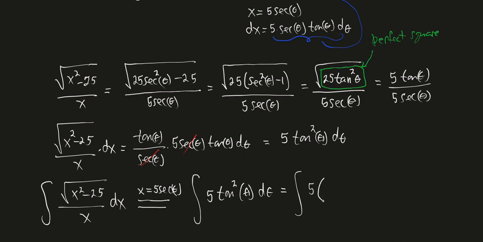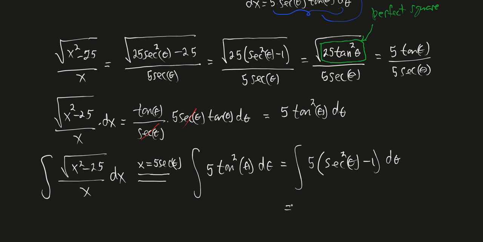So I have 5 times the quantity secant squared theta minus 1 d theta. If I factor out the 5, and now the antiderivative of secant squared is finally one of our basic ones. The antiderivative of secant squared is tangent theta, and the antiderivative of 1 is theta. So we have that, and then we have our plus c, right?